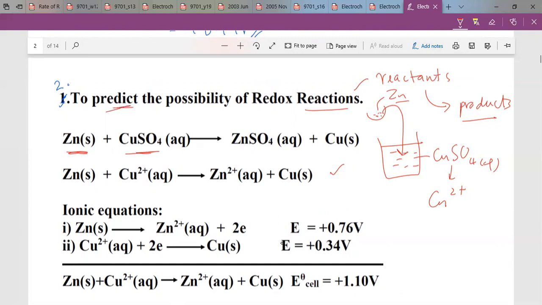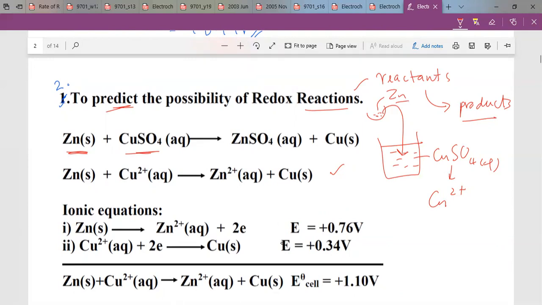Of course, this is quite simple. Zinc and copper 2+ is quite simple. But how about other things which you haven't seen before, or are unknown to you? You can still predict by using the table that's given in your data booklet. Lots of them there, 2-3 pages of them. Okay, so how do you do it?